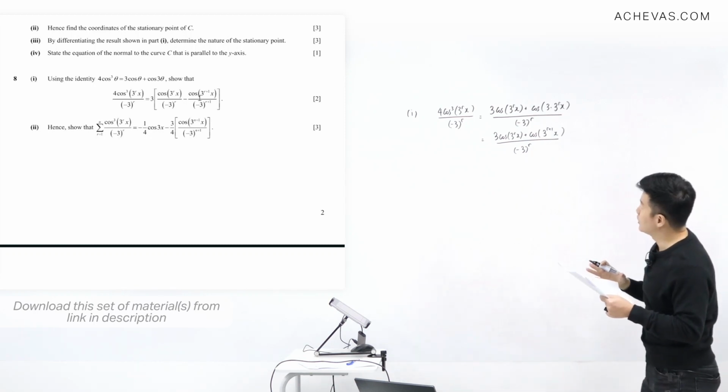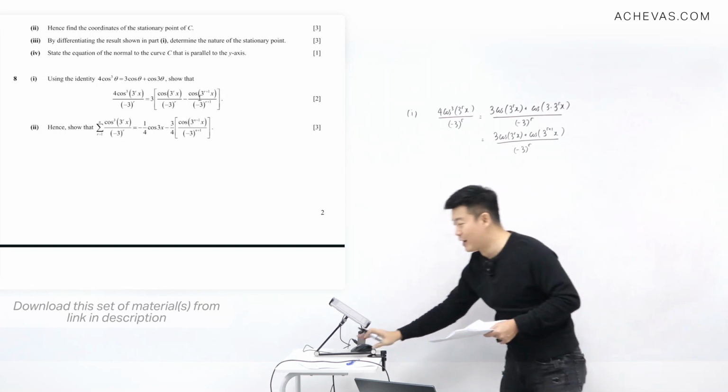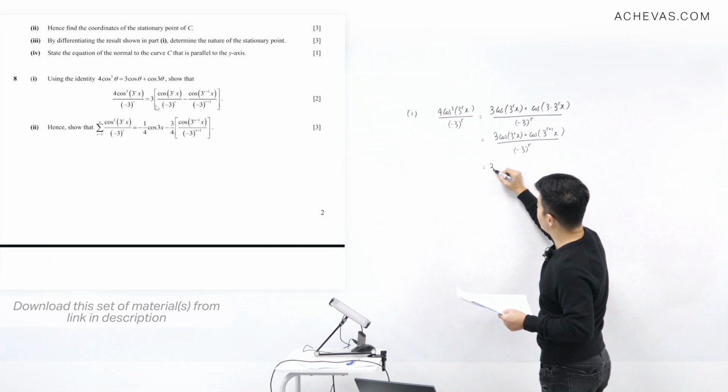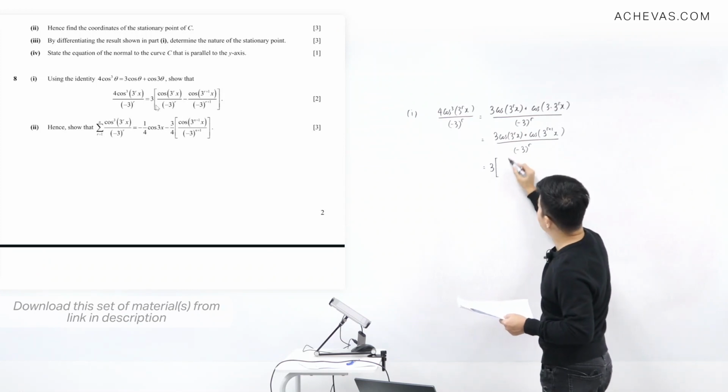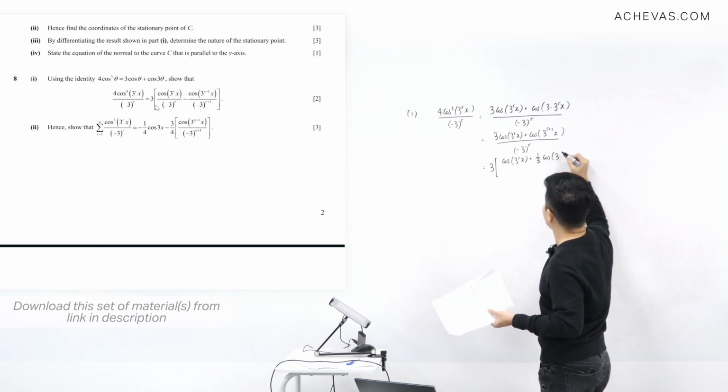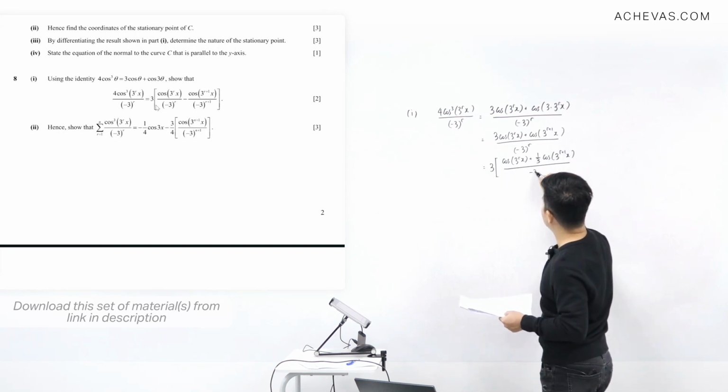This is still not what the question wants. The question wants a 3 outside here. So I'm going to do a factorization, okay? I'm going to factorize out 3, which will then lead me to a cosine of 3 to the power of rx, then plus 1 over 3 cosine of 3 to the power of r plus 1x, then divided by negative 3 to the power of r.